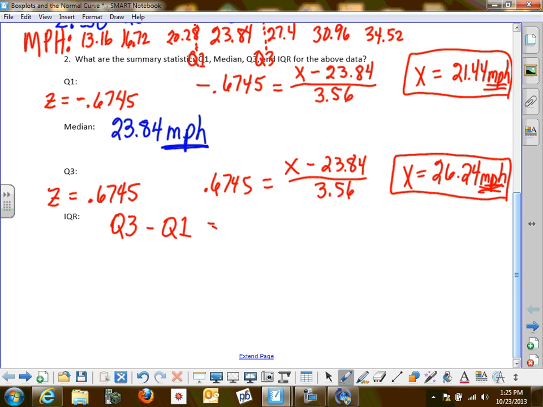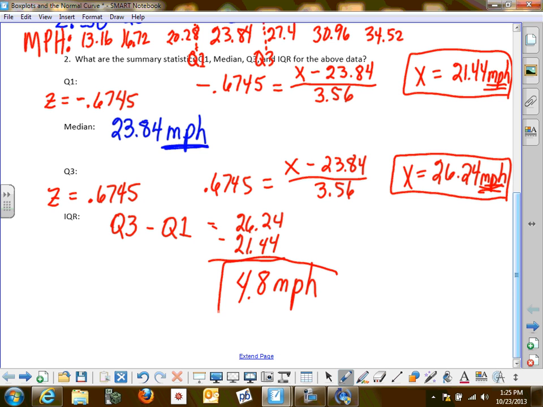So I'm taking the 26.24, subtracting the 21.44, and getting 4.8 miles per hour. So about a 5 mile per hour span for the middle 50%.